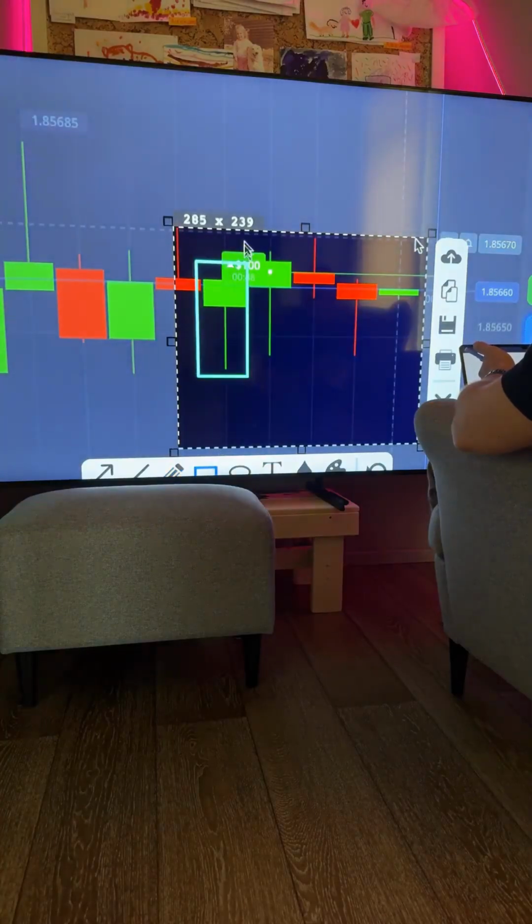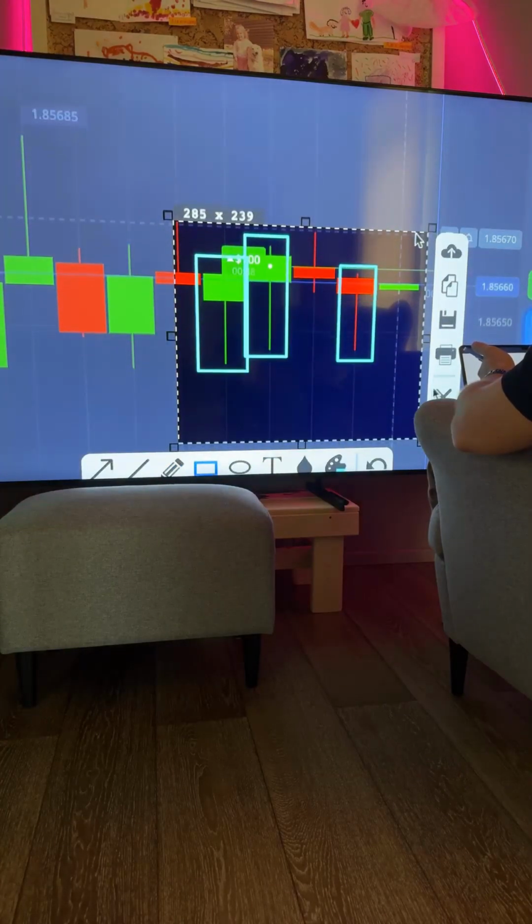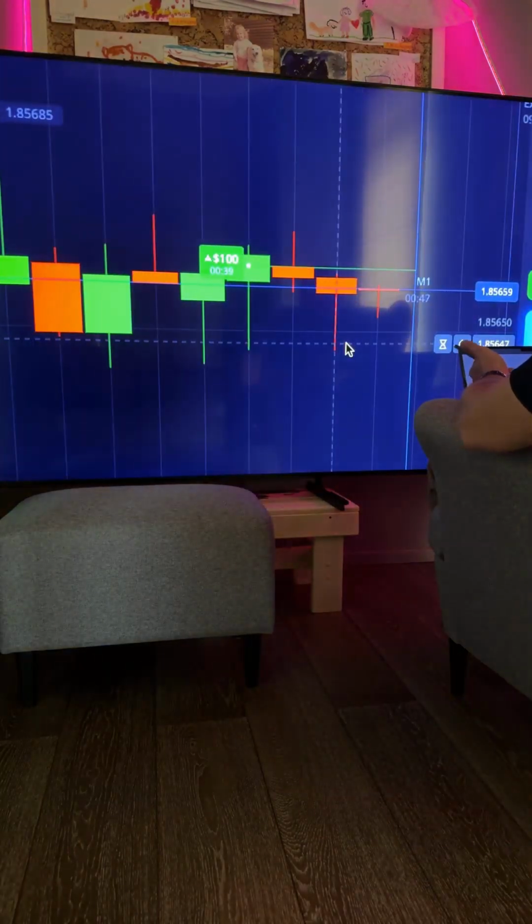Pin bar. If anyone is trading or working with candlestick patterns or simply watching them closely.